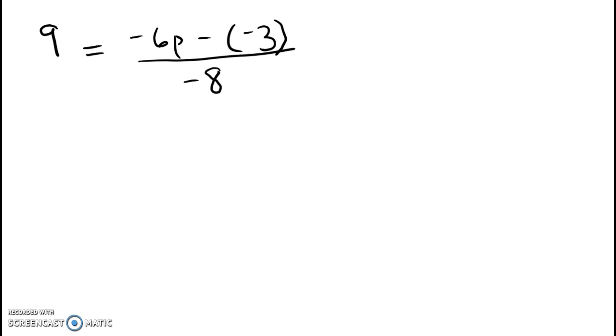So I'm looking at this problem here, and I'm seeing there's an equals separating two fractions. You might be thinking, well, there's only one fraction, but there are actually two fractions because we have 1 as our denominator here, and I'm going to cross multiply when you see a situation like this. And I'm going to do 9 times negative 8, and you get negative 72 is equal to 1 times negative 6p minus negative 3.